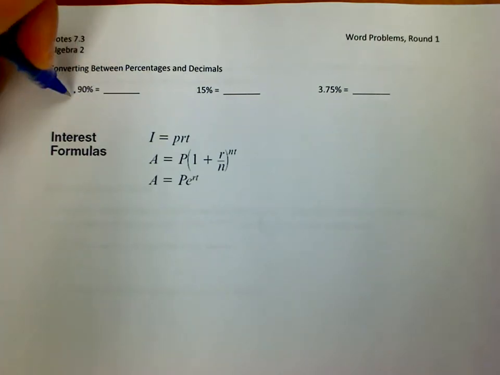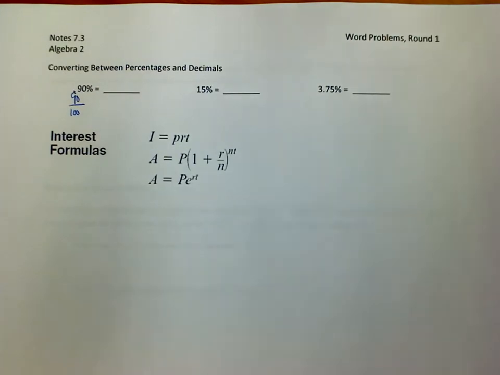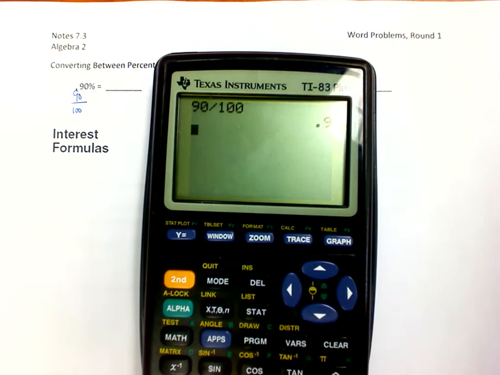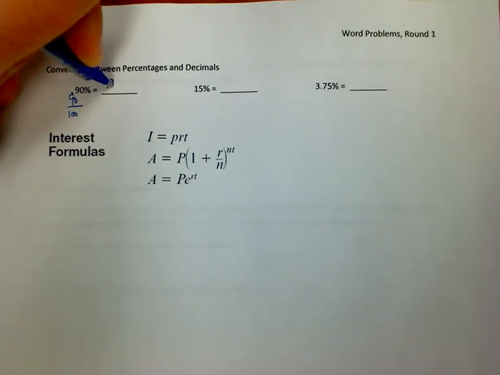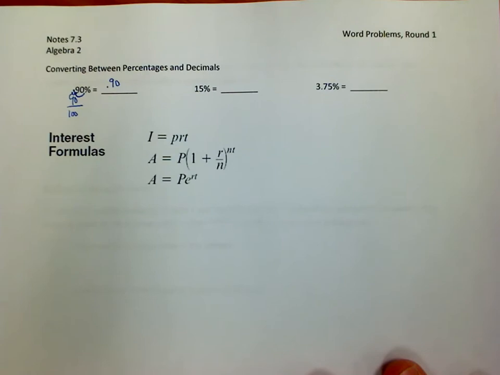90% is the same thing as perhaps a 90 out of 100 on a test, right? You know what I mean? Okay, so if I take 90 out of 100 on a test, that gives me 0.9 as the decimal format of that answer. So 90% is 0.90. In other words, what I did is I took that number and I divided it by 100, or I could say I moved the decimal point over 2 spots.